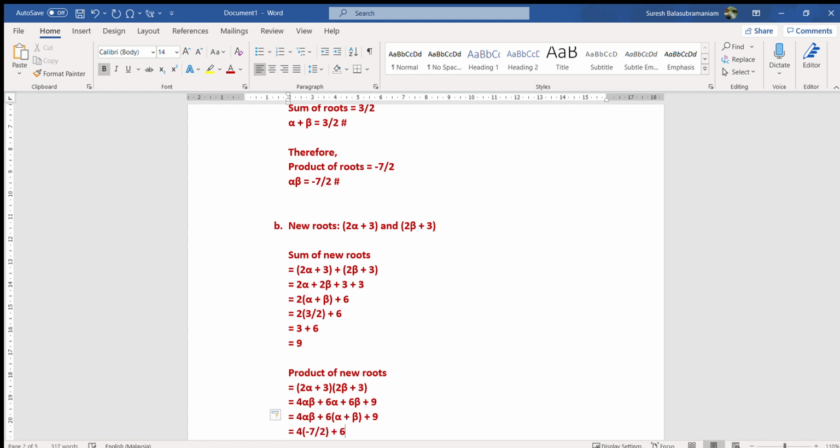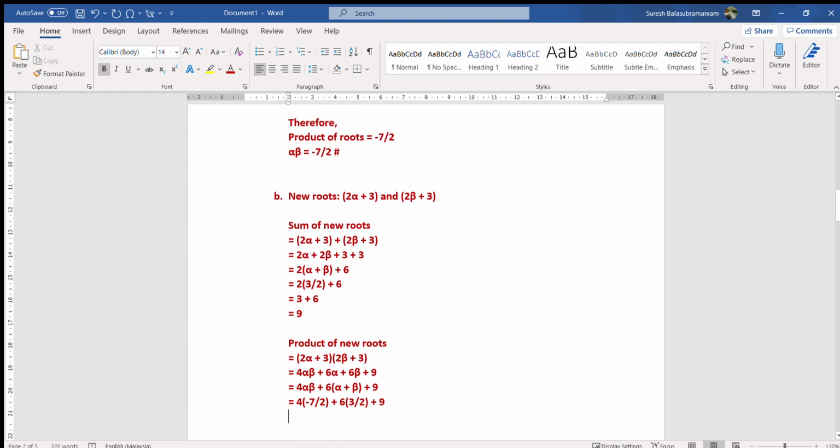plus 6 times alpha plus beta, which is 3/2, plus 9. So we get 4 times -7/2 is -14, plus 6 times 3/2 is 9, plus 9 is equal to 4. Okay, so sum of new roots is 9 and product of new roots is 4.